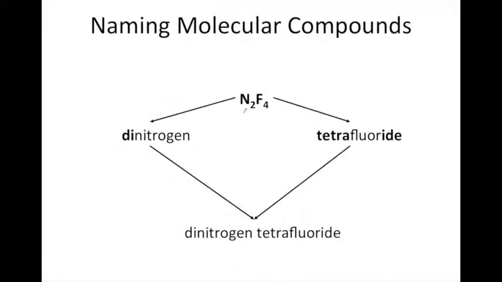N2F4. We have two types of nonmetals covalently bonded, so we have a molecular compound. The first atom gets the same name as the element, nitrogen. And you can see we have two of those indicated by the subscript 2, so we would say dinitrogen. The second atom is fluorine, but instead of saying fluorine, we give it the ending ide. So we say fluoride, and we have four of those indicated by the subscript 4 in our compound. So we say tetrafluoride. Then we simply put those together, dinitrogen tetrafluoride, and we have our chemical name.